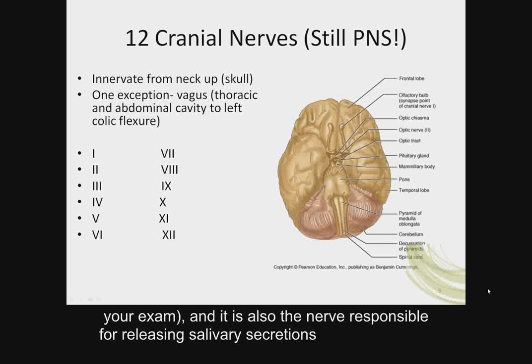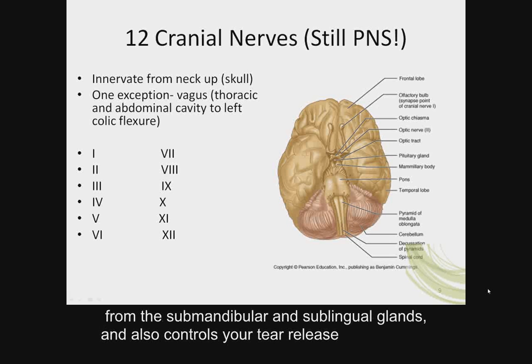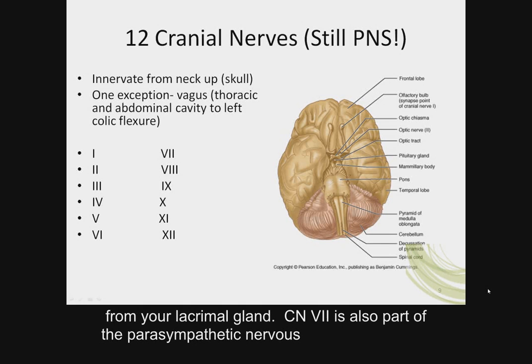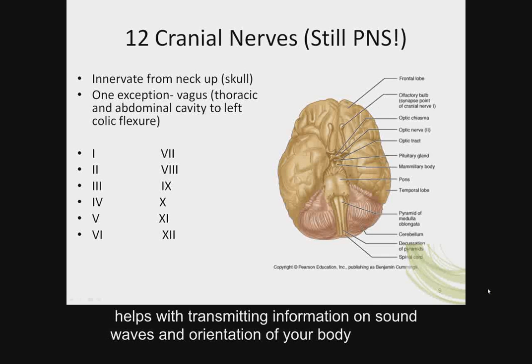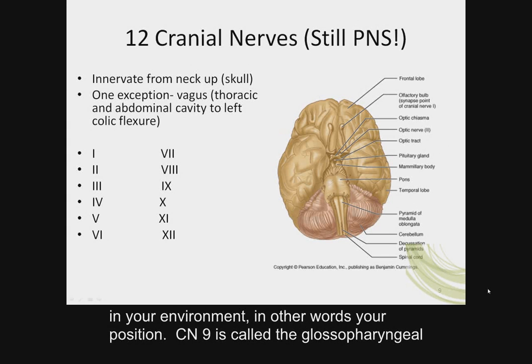And it is also the nerve responsible for releasing salivary secretions from the submandibular and sublingual glands, and also controls your tear release from your lacrimal gland. Cranial nerve 7 is also part of the parasympathetic nervous system. Cranial nerve 8 is purely sensory and is called the vestibulocochlear nerve and helps with transmitting information on sound waves and orientation of your body in your environment. In other words, your position.